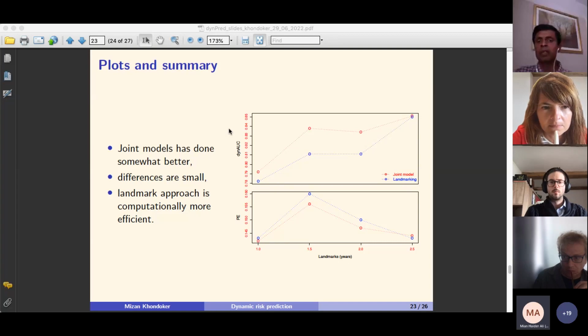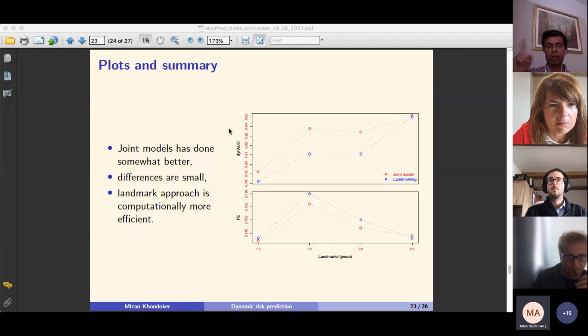If you do a prediction with, say, 10 longitudinal biomarkers, then it can be difficult to fit a joint model because the dimension is huge, the numerical integration dimension. But otherwise, I think it is still fine.